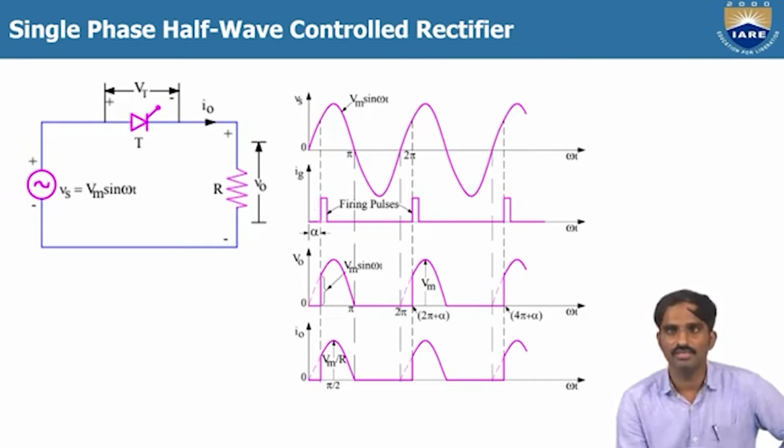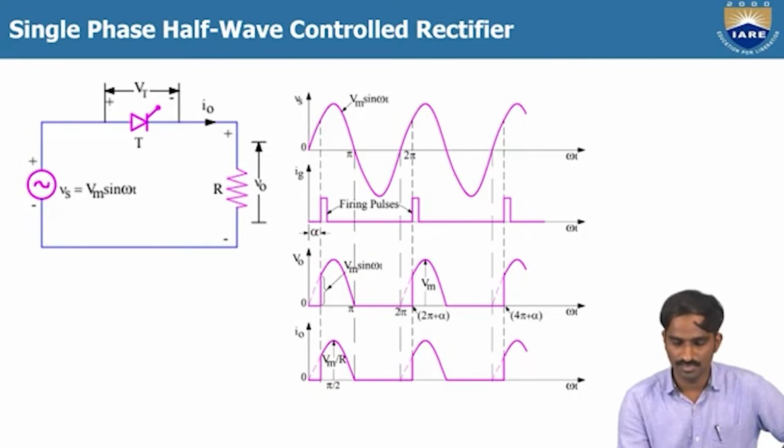After some delay, we give the firing pulse. The delay angle we call alpha, which is the firing angle. So we give a pulse to trigger the thyristor. Then the thyristor starts conducting, so that we get the output voltage and output current, and the output voltage and output current will follow the supply.